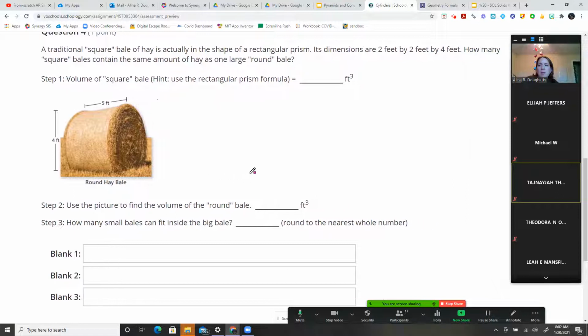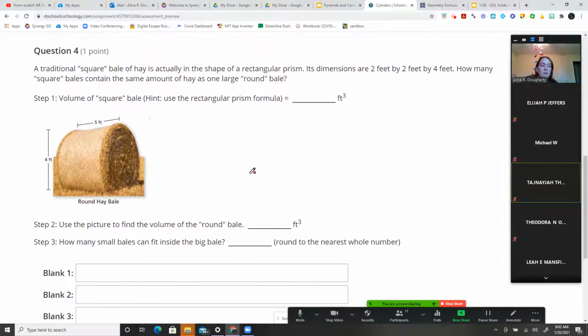So is everybody with me? You know where we are? January 19th folder, inside the cylinders.